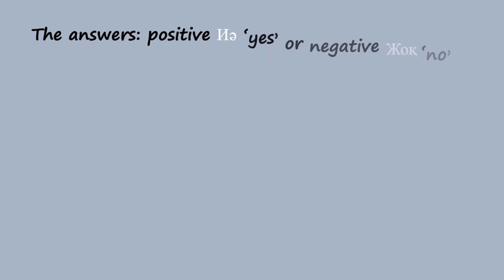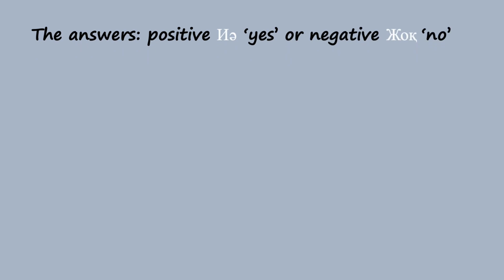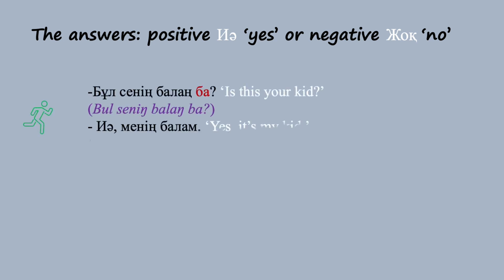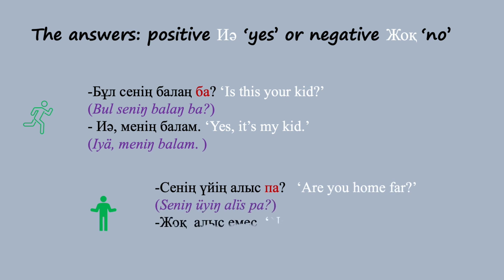The answer to the general question may be positive, yeah, yes, or negative, жоқ, no. Here are a few examples to practice how to use them in your daily conversation. "Бұл сенің балаң ба?" Is this your kid? "Yeah, менің балам." Yes, it is my kid. "Сенің үйің алыс па?" Is your home far? "Жоқ, алыс емес." No, it's not far.